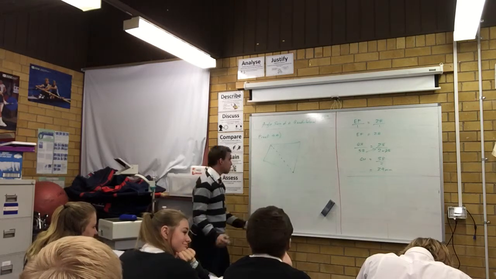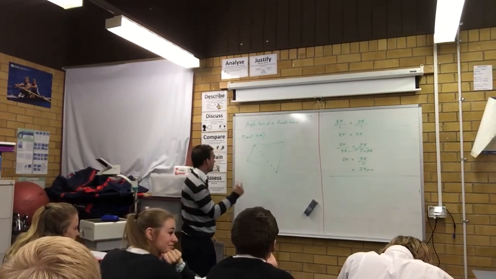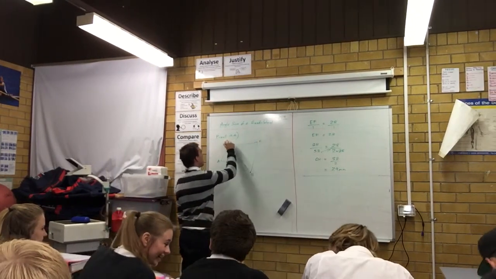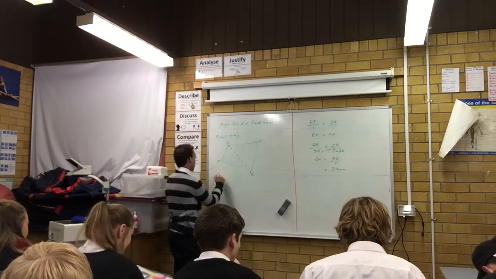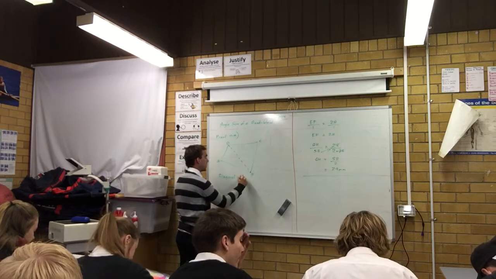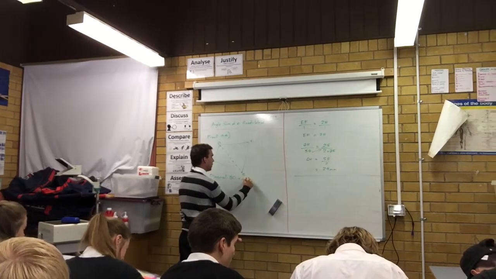So in terms of writing out a proof, let's go A, B, C, D. So diagonal B, D is produced.